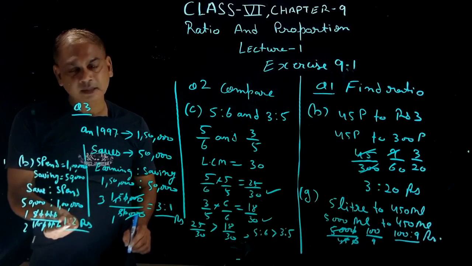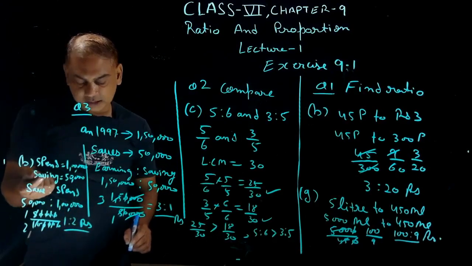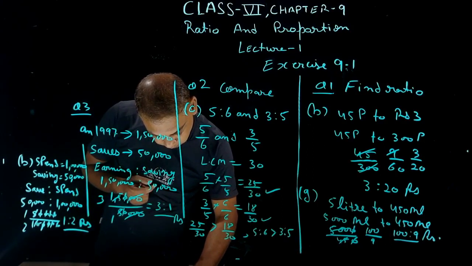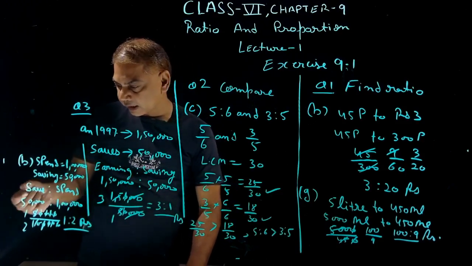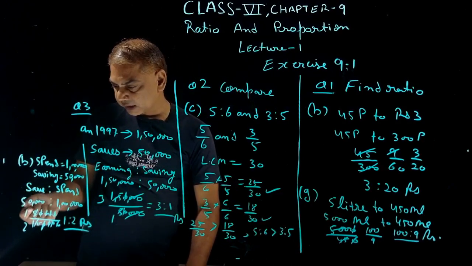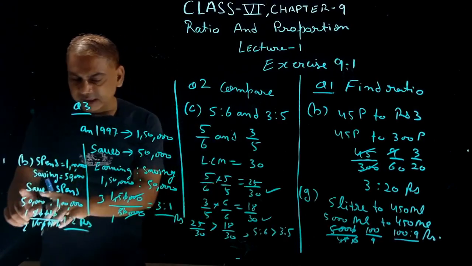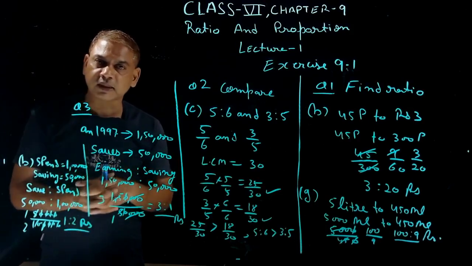She is spending. Ratio between saving and spending. Money that she saves, so saving will come first. How much did we save? 50,000. And spend. So this is the ratio between saving and spending. Okay, 1:2 is your answer. Clear, students? Good.